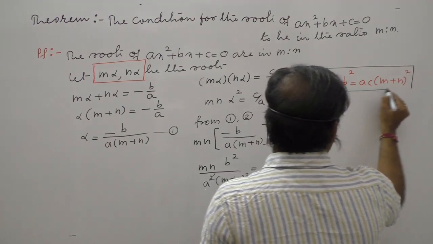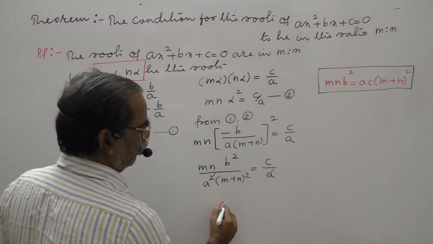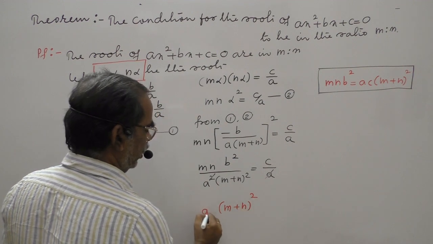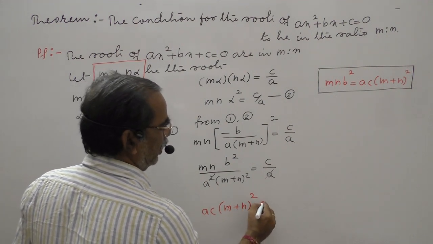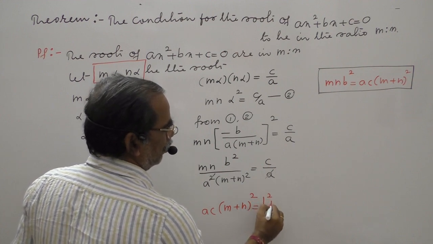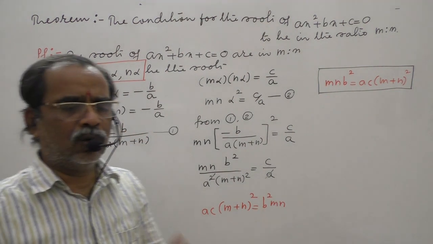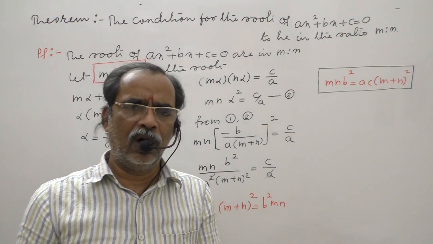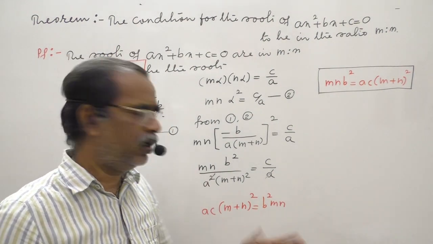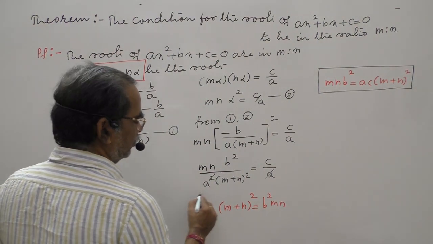Very much useful in objective. So you can remember that condition in books. This will be given like this: AC into m plus n whole square equal to b square into mn. Ratio will be given. Roots of a quadratic equation are in the ratio 2:3. That means m is 2, n is 3. Put in the condition. So therefore this is the condition.